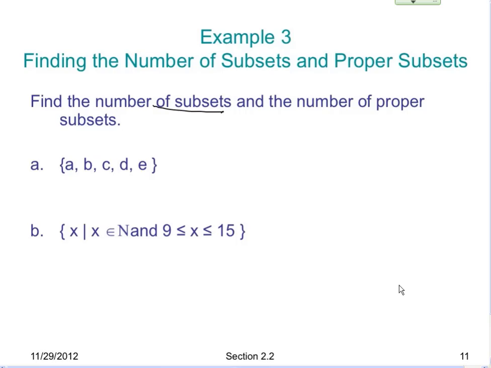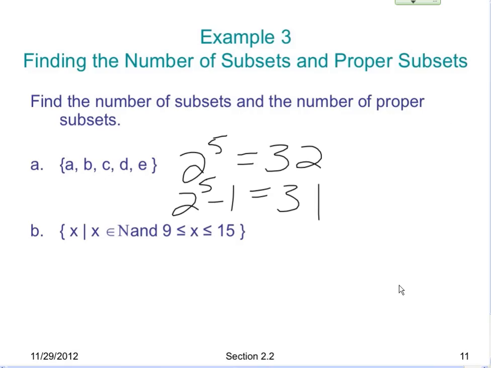Find the number of subsets and the number of proper subsets. 1, 2, 3, 4, 5 elements. So we have 2 to the 5th. Proper subsets, we take away 1. So we have 2 to the 7th, which is 128. And to get the proper subsets, we take away 1, or 127.